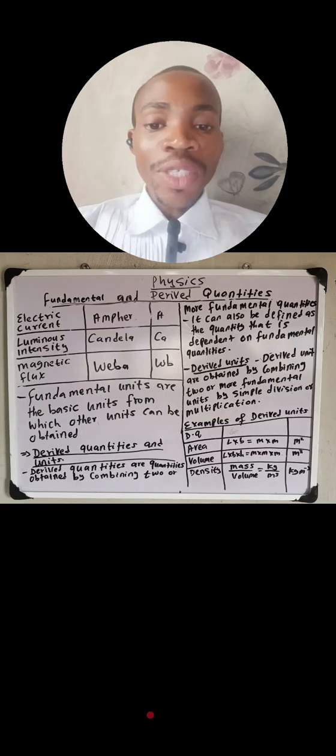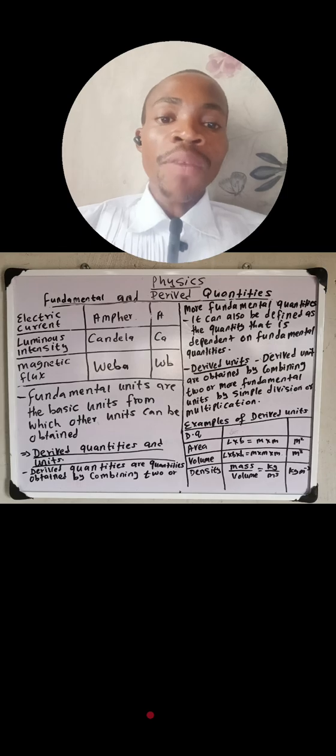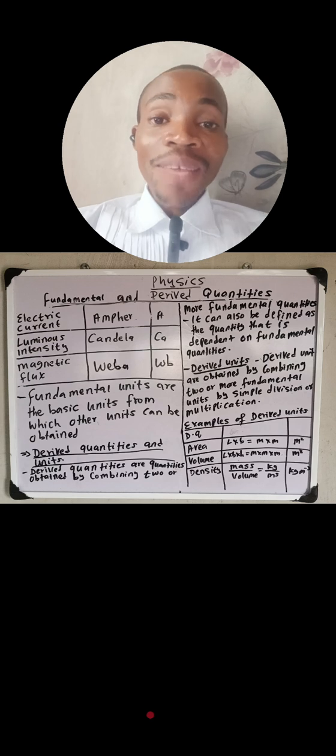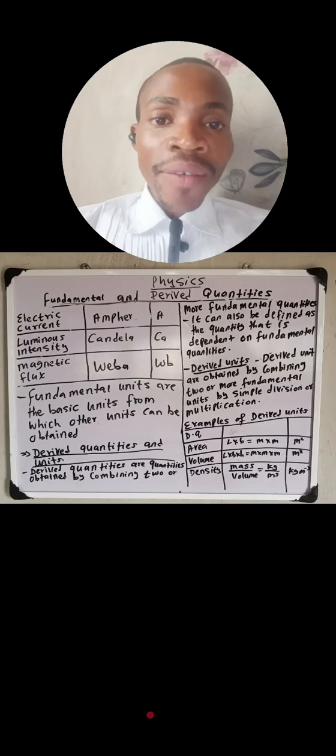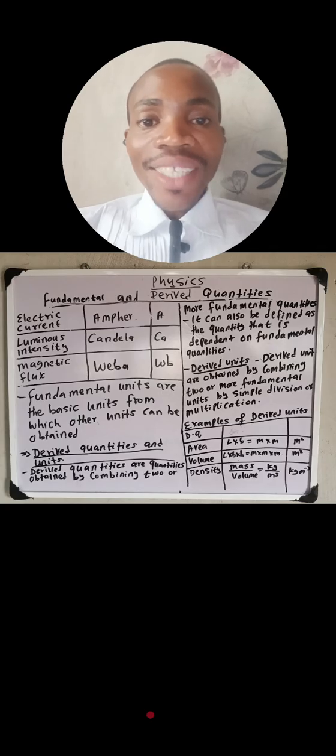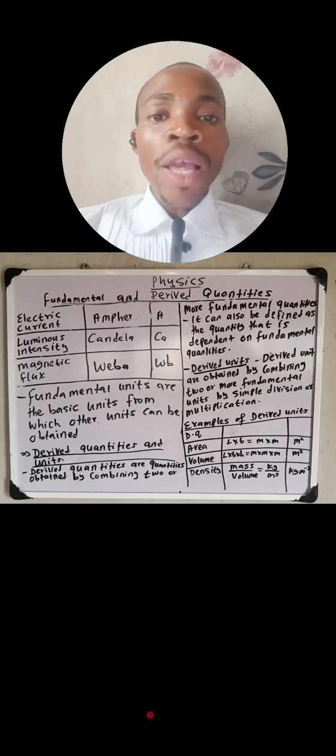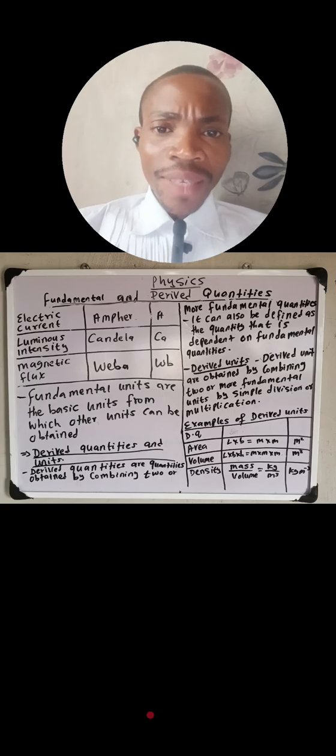Now, what are derived quantities? Derived quantities are quantities obtained by combining two or more fundamental quantities. As the name implies, derived simply means that you are getting it from somewhere. They are gotten from fundamental quantities, by combining two or more fundamental quantities, you now have your derived quantities. I don't know if you are getting me.